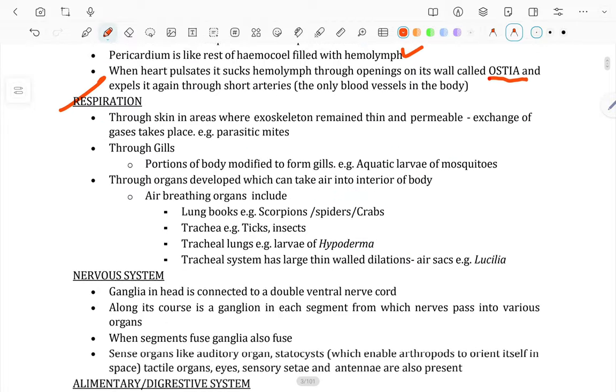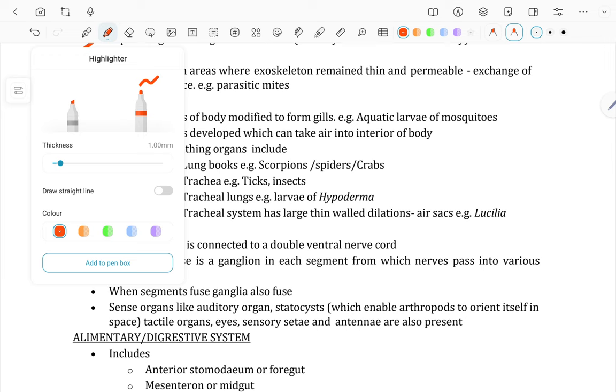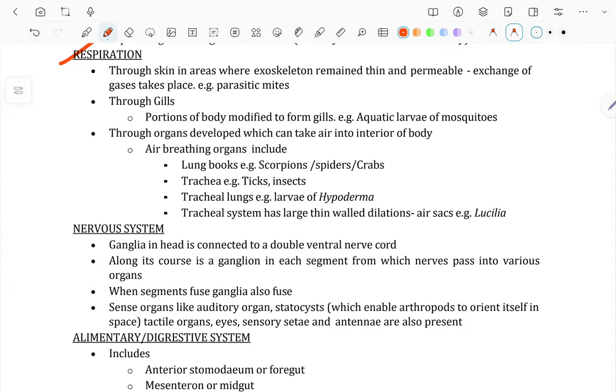Respiration. Respiration through skin, in areas where the exoskeleton remains thin and permeable, exchange of gases takes place. Parasitic mites. Through gills, portions of the body modified to form gills, in aquatic larvae and mosquitoes.